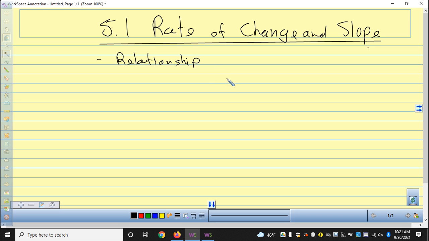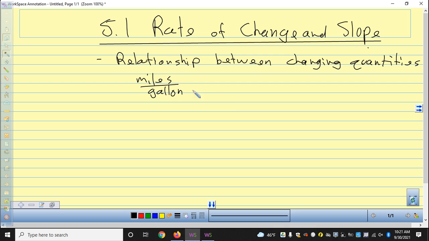All right, so rate of change is a relationship between changing quantities. So for example, we might have miles per gallon. How many gallons do we use for every mile that we go? Or how many miles do we go for every gallon that we use?